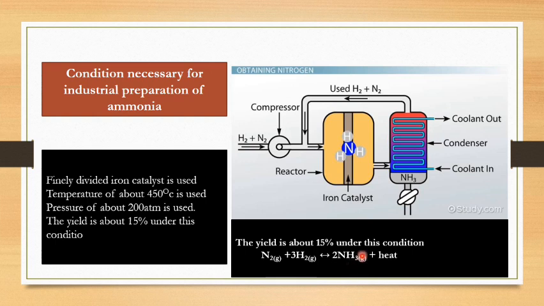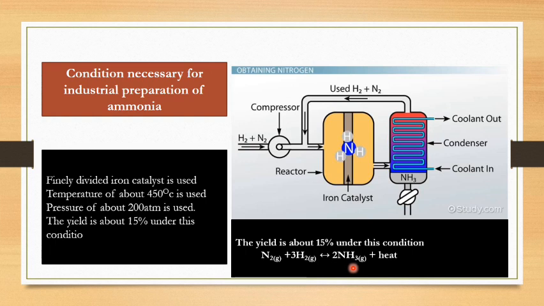Now let's look at the left hand side. Nitrogen is 1 volume, hydrogen is 3 volumes, that's a total of 4 volumes. If we look at the right hand side where we have ammonia, the total volume there is just 2, so that means we have less volume here. So increasing pressure will favor production of ammonia. So it is expected that if pressure is increased, let's say from 200 to 300 to 400, more ammonia will be produced.